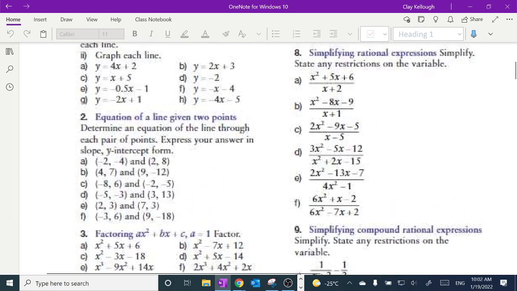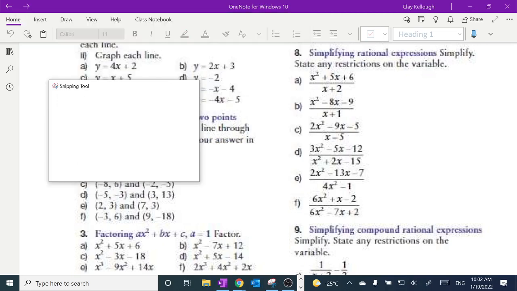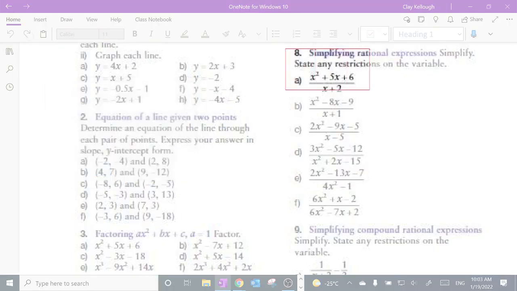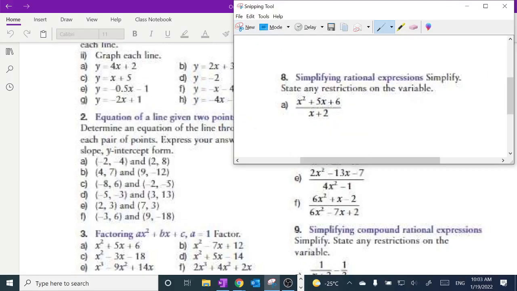And let's look at number 8. This is something we did earlier this year, right? We looked at simplifying rational expressions. This was one of our outcomes. I think that was A4. Simplifying rational expressions and finding their non-permissible values. Right? So let's take a look at 8A. Simplify this and state any restrictions on the variable.